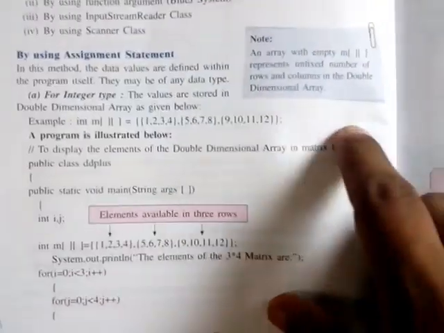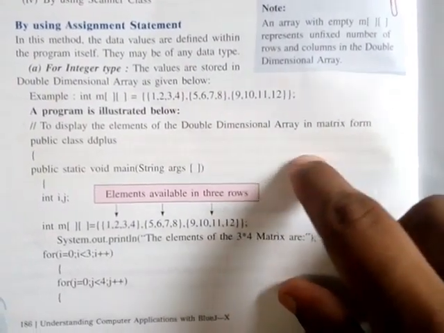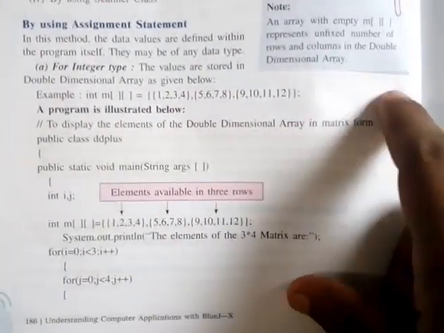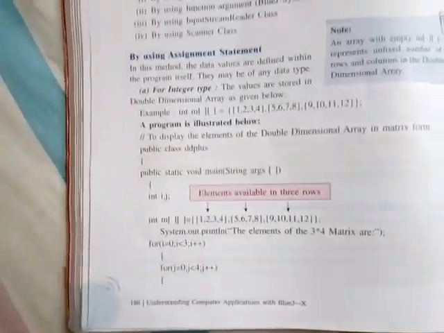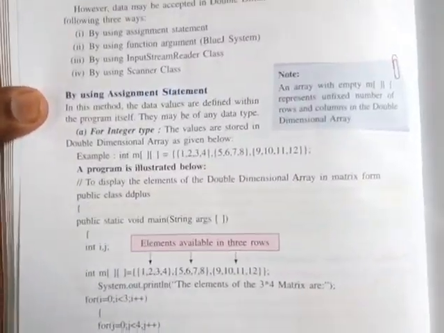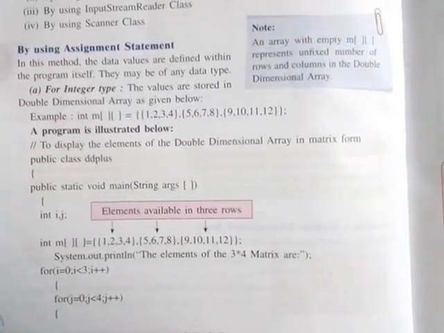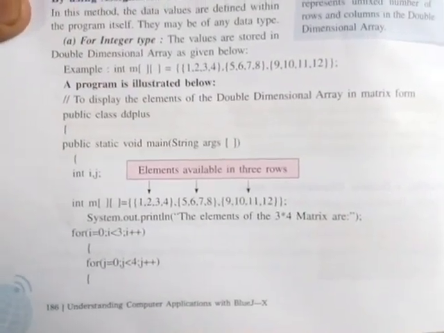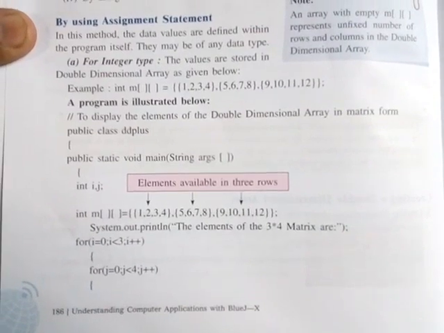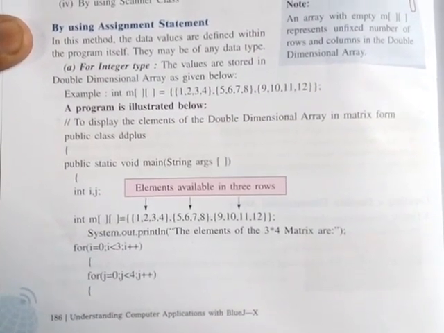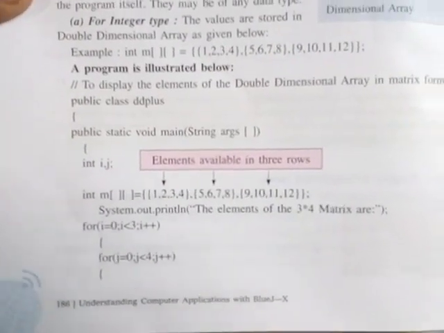That means it will look like this in memory: 1 2 3 4 5 6 7 8 9 10 11 12. It will look like a matrix. Understood? We will see it afterwards. Now see the programming. See this programming. First of all, see this one. A program illustrated below to display the elements of the double dimensional array in matrix form. Public class DD plus.